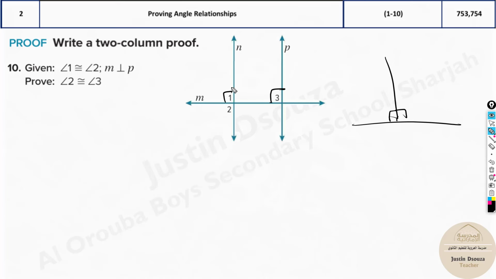This is 90 and this is a linear pair. Angle 1 and angle 2 are a linear pair, in the sense they're supplementary. It's 180 degrees. So obviously if one is 90, the other one will be 90. It will be 180 minus 90. So the measure of angle 2 is 90 degrees. So if this is 90, this is also 90. They both are equal to each other.